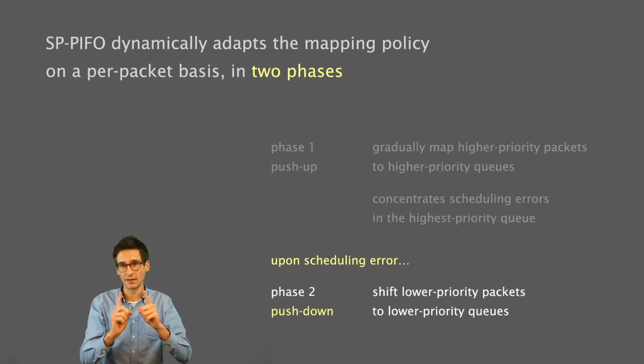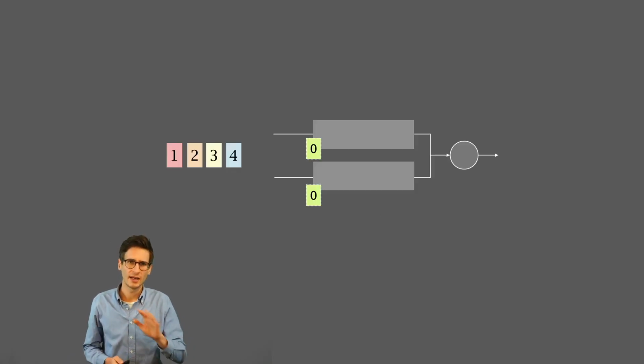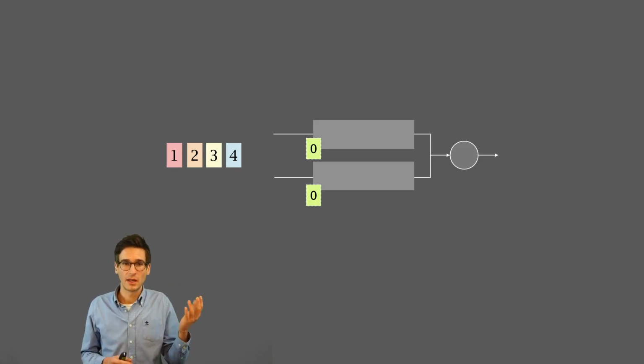And these two things go along and oscillate between them. Let me again illustrate this with a simple example that I think will make things clear. So here we are starting with an SP-PIFO system of only 2 queues, with indices of 0. And then we have an input sequence 1, 2, 3, 4.